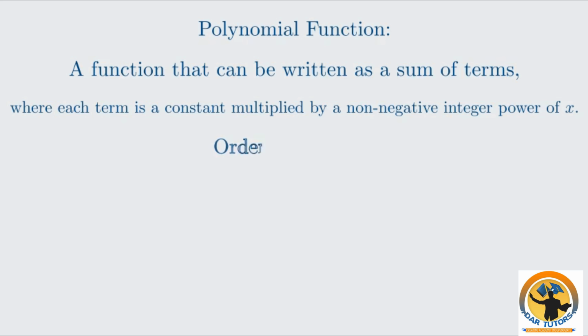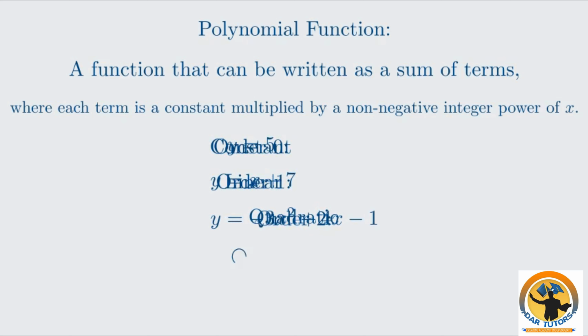For example, a polynomial of order 0 is just a constant, like y equals 5. A polynomial of order 1 is a linear function, like y equals x plus 7. A polynomial of order 2 is a quadratic, like y equals negative 3x squared plus 4x minus 1. And a polynomial of order 3 is a cubic, like y equals 2x cubed plus 7x. The numbers multiplying the powers of x are called coefficients. The coefficient of the highest power of x is the lead coefficient.